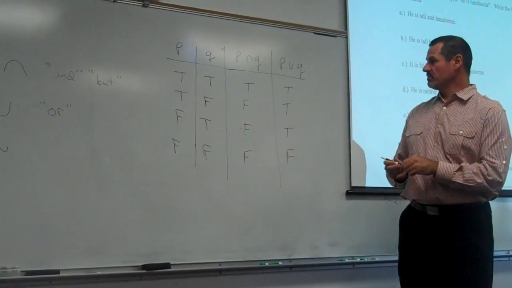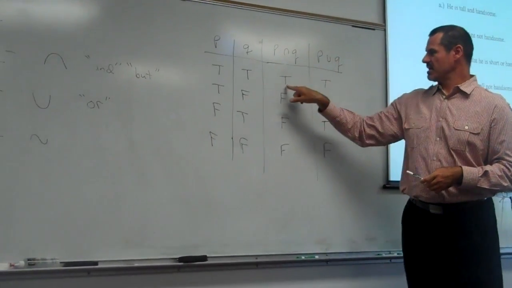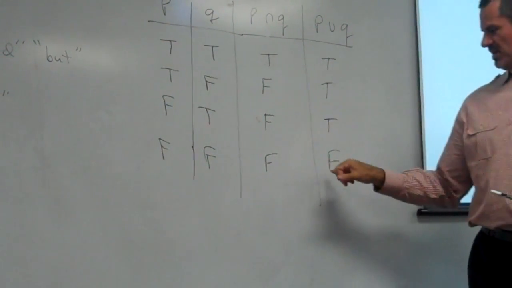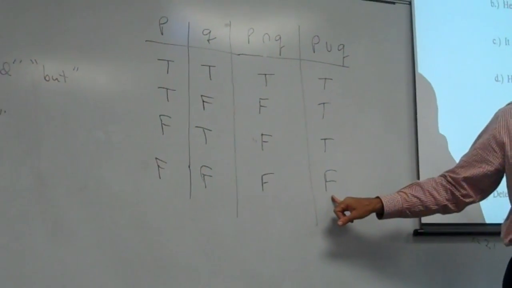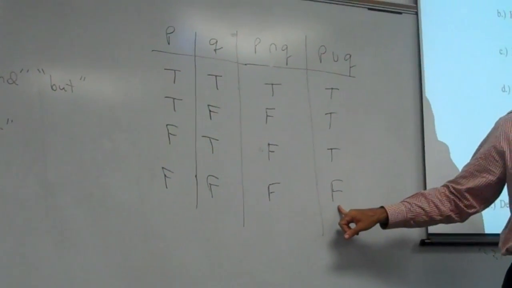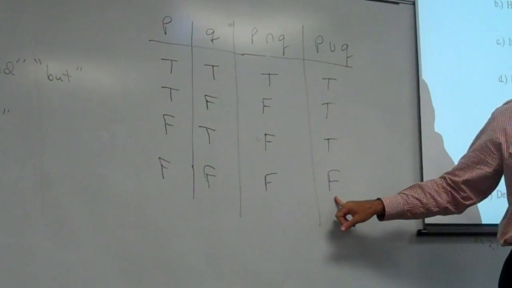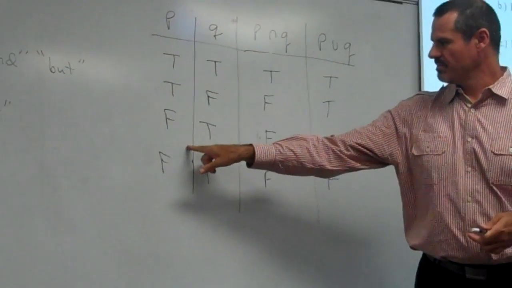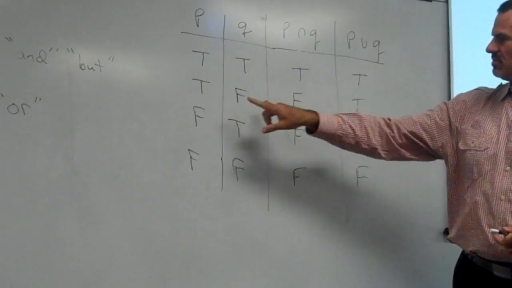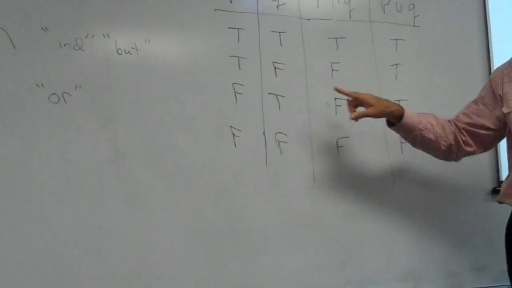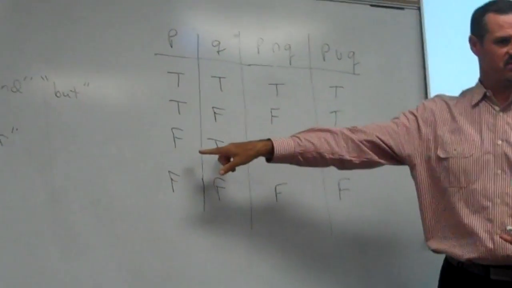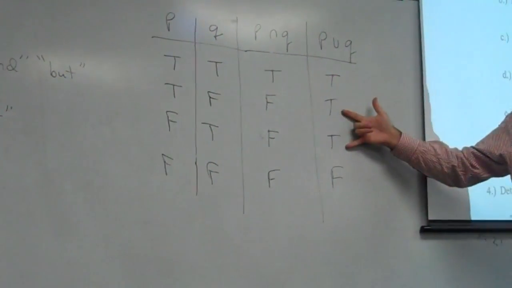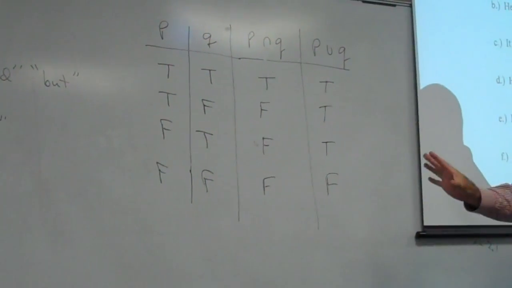Okay, so, two truths make a true, regardless. Two falses make a false, regardless. That's just kind of logical, isn't it? That's why they call this logic. The difference is when you've got one of each. If you have a conjunction with one of each, it's false, because they both have to be true. But if you have a disjunction with one of each, it's true. Everybody with me?